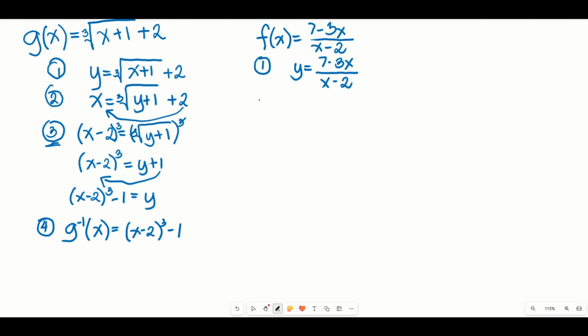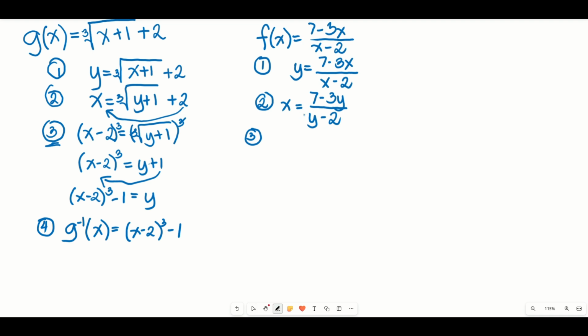And then second, replace y with x and lahat ng x replace with y. So x is equal to 7 minus 3y over y minus 2. And then third step is how do we solve for y in terms of x. So what we'll do here is I want to remove or to eliminate the denominator first to make it easier for me to solve for y in terms of x.